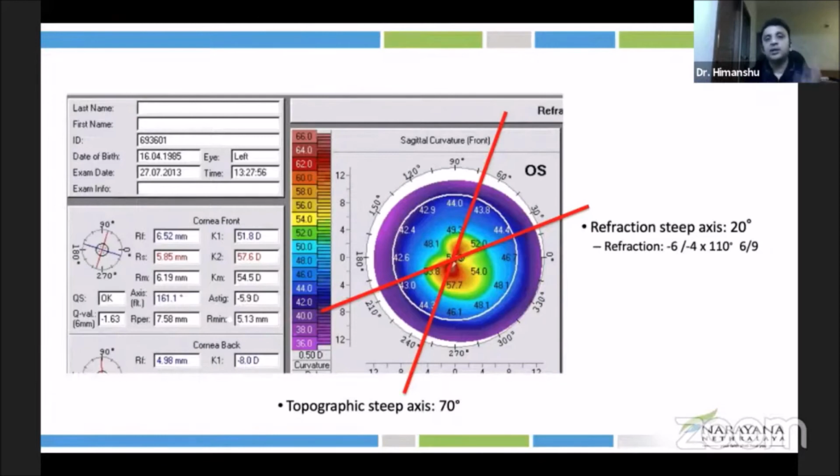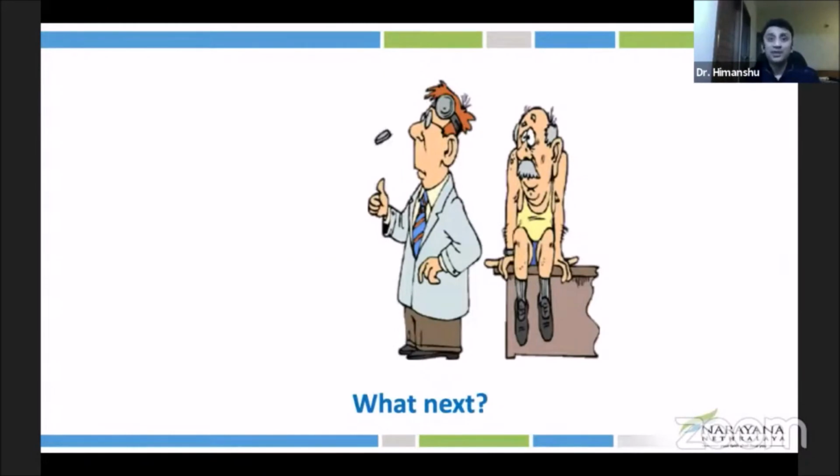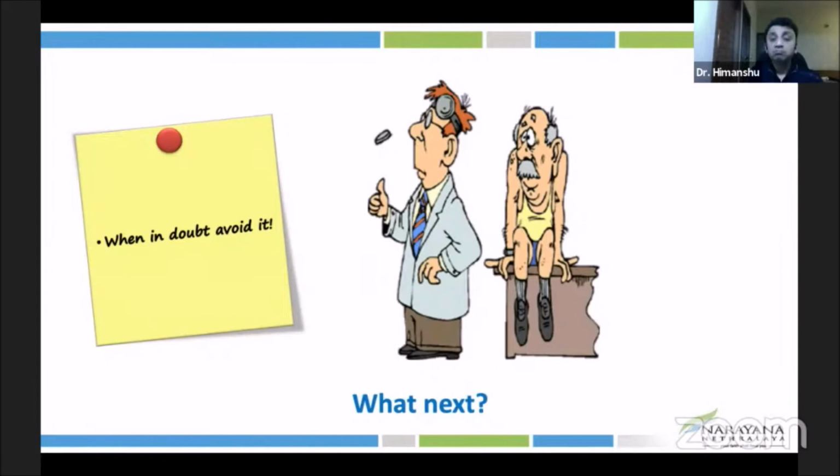Now look at this thing. Intuitively, it looks like the patient cannot have any other axis but the steep axis at 70, but subjective acceptance was totally different. As we treat subjective acceptance with phakic IOL, ideally we have to go ahead with the refraction. But looking at this cornea, I seriously cannot accept that the refraction can be like this. And ultimately, I decided possibly this was not the best case suitable for my phakic IOL. So when in doubt, please avoid it.